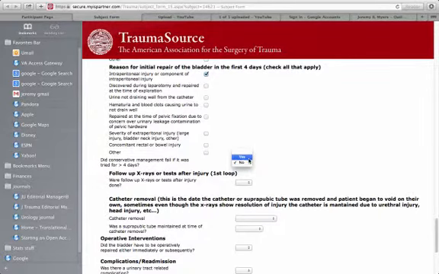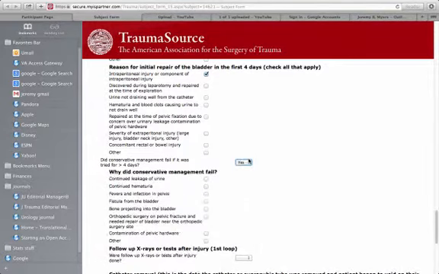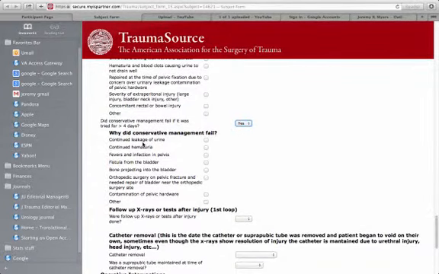Now, if the patient had failed conservative management and was not operated on initially, and then they were operated on subsequently, what were the reasons that they underwent operative repair? This might be 2 weeks later, it might be day 5, day 7, something like that. It might be several months later. And so the reasons that you could choose are continued leakage of urine, continued blood in the urine, fevers and infection in the pelvis, fistula from the bladder, a bony spicule projecting into the bladder, orthopedic surgery on pelvic fracture and needed repair of bladder near orthopedic site.